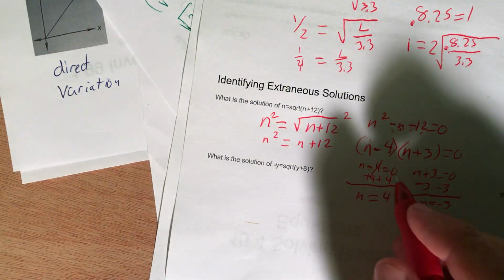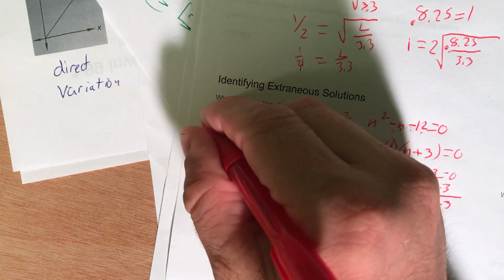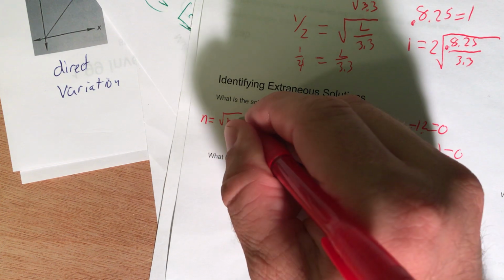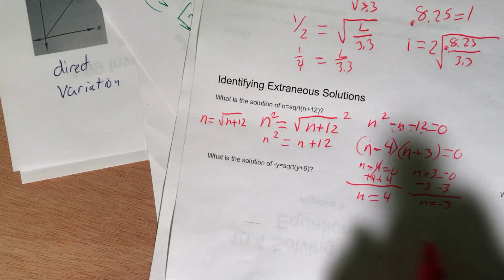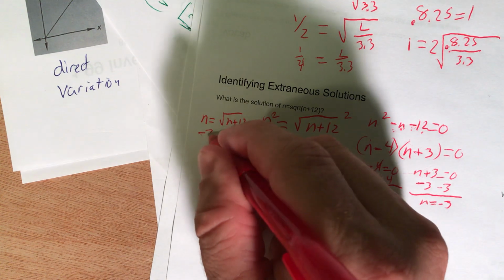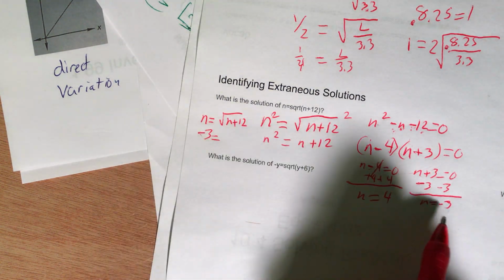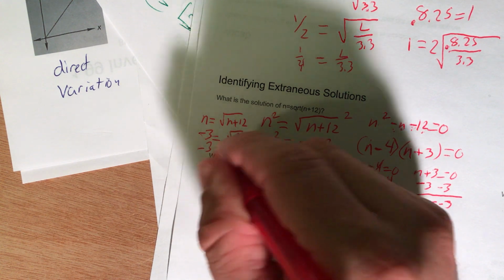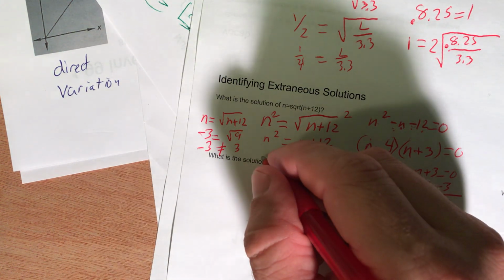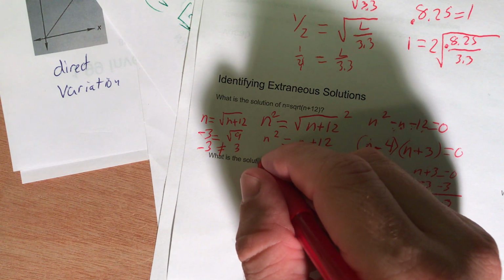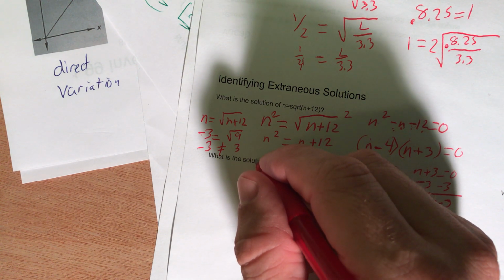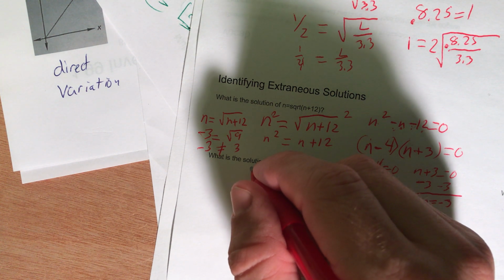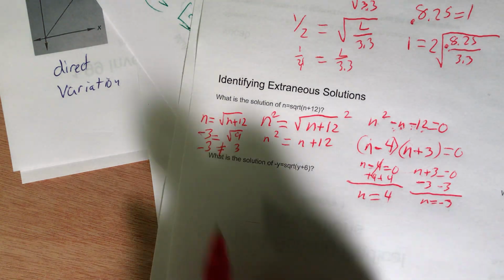Okay, now you have to plug this back into your original equation, which would have been n equals square root of n plus 9. If we put negative 3 in there, we're going to get negative 3 equals the square root of 9, which is 3, so negative 3 equals 3. That is not true. So negative 3 would be an extraneous solution. Does not work.